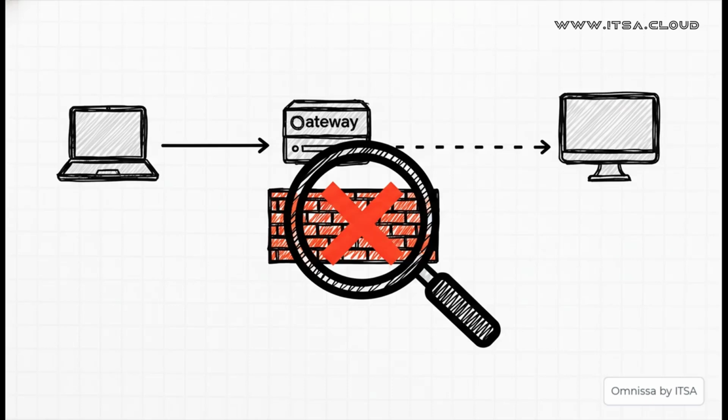It tells us that the client successfully reached the gateway, but the gateway couldn't reach the internal desktop, and that almost always means a firewall is standing in the way. We're already getting closer to solving case file 1.